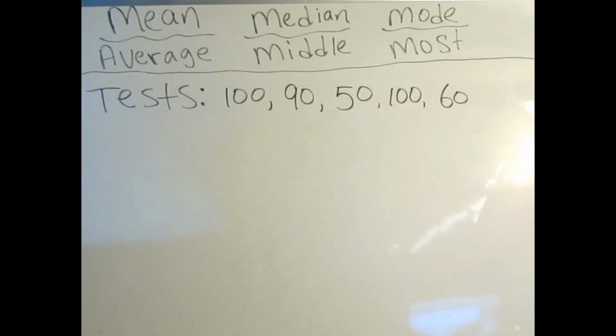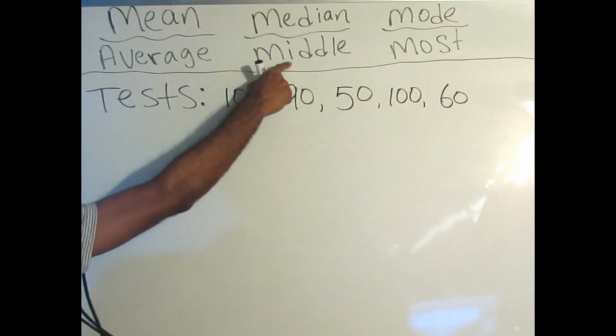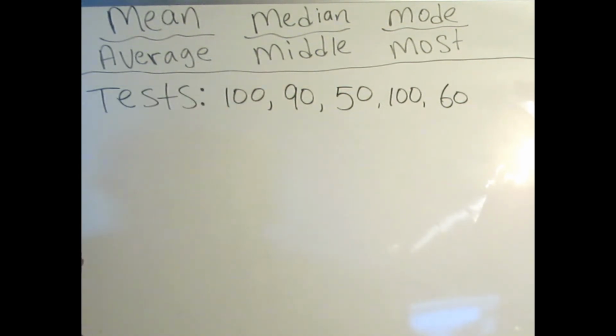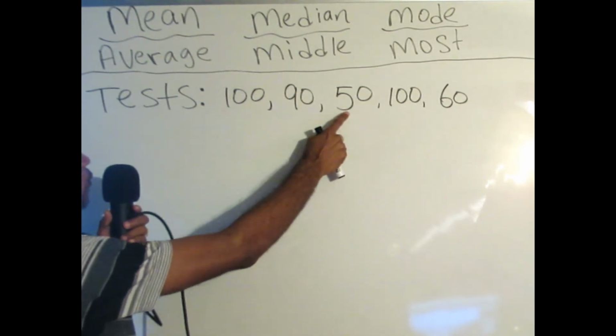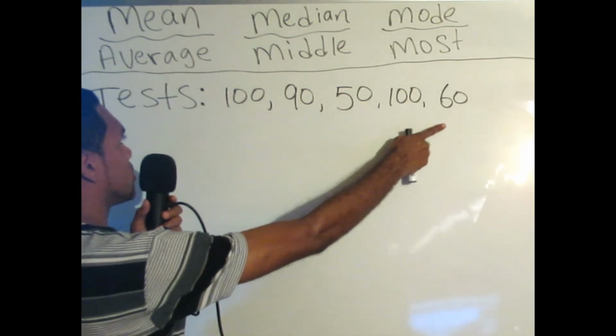Okay, welcome back students. We continue with step 2, and this time we're going to find the median, which simply means you're looking for the middle number. There are 2 different ways you could do it. We found the mean, now we're going to find the median, which is the middle number. And we're going to use the same set of numbers that we previously used. On the test, the person got 100, 90, 50, 100, and 60.